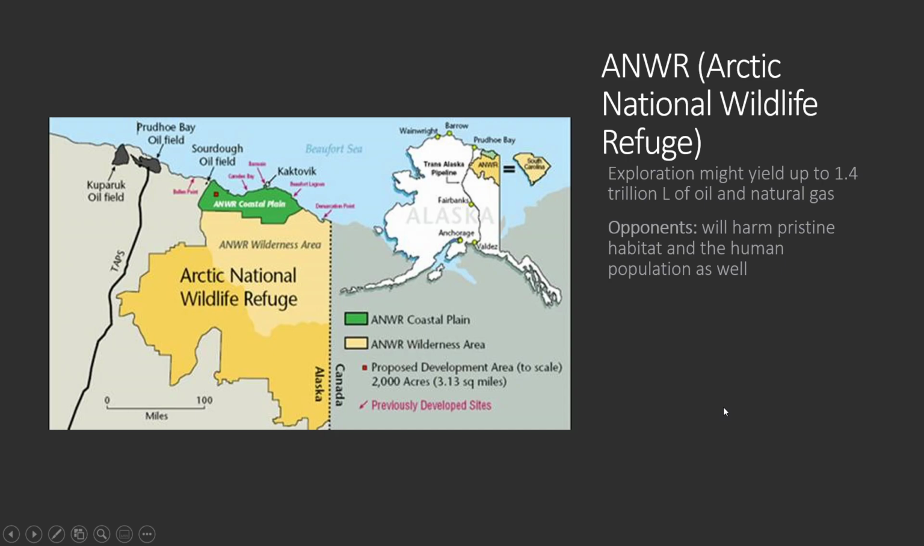Now, the Arctic National Wildlife Refuge is an area that, if you recall from our beautiful picture earlier, is actually where some oil is being mined. It's believed that exploration could yield between 1 and 1.4 trillion liters of oil and natural gas, and the opponents are saying that it will harm the pristine habitat and the human population in this area.